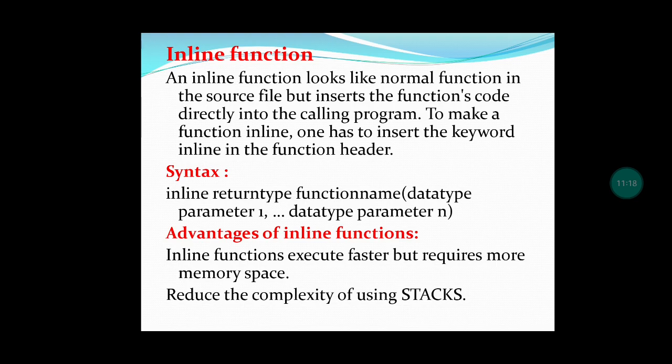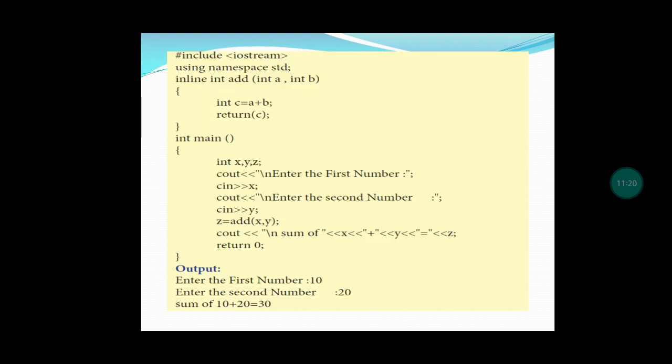Let us see the example for the inline function. Here, the inline keyword has been used before the function prototype. Inline int add of int a comma b. Here we are adding a plus b and storing it in c. In the main program, first we are getting the first number from the user, it is given as 10, and the second number from the user, it is given as 20, and the sum of x plus y is add of x comma y. We are calling the function add.